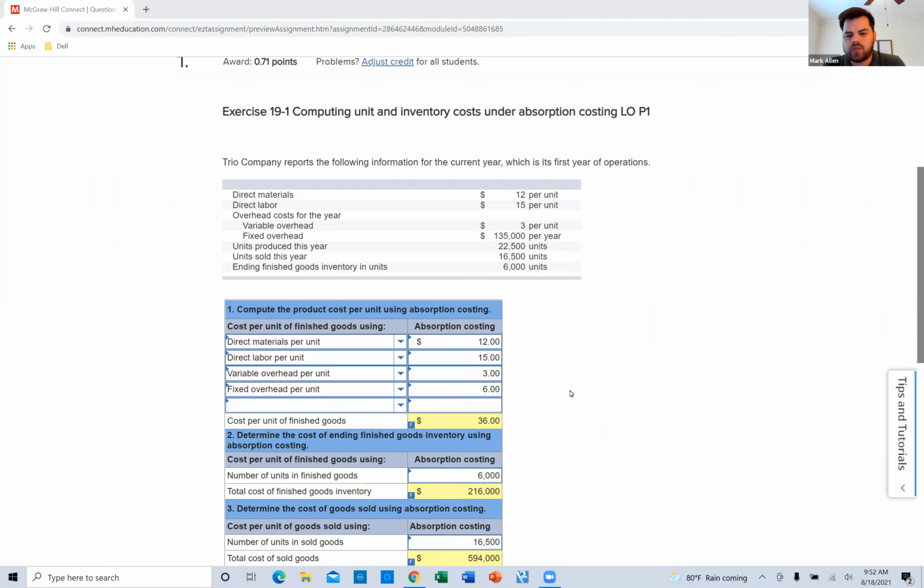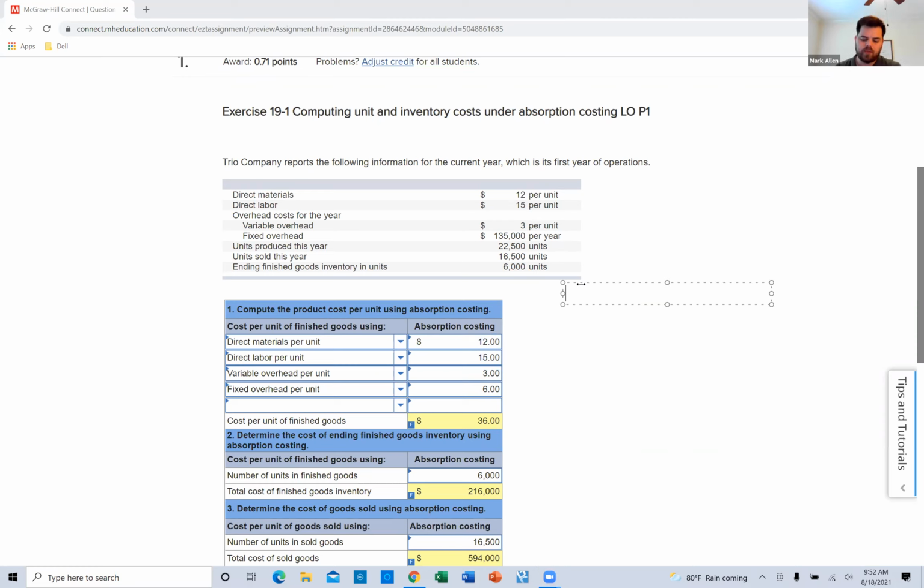So 3 of those numbers, the 12, the 15, and the 3, we just pull straight out of the table above. So let's just highlight where that's coming from. We see the 12, the 15, and the 3 coming straight from our table up top. But the question is, I don't see a 6 anywhere. So where did that 6 come from? That's the real question, how did they get that?